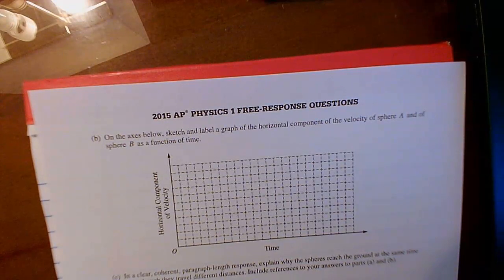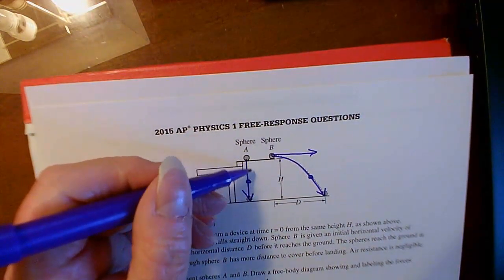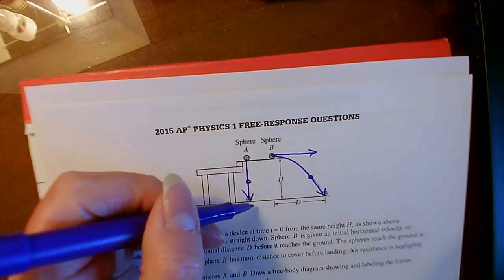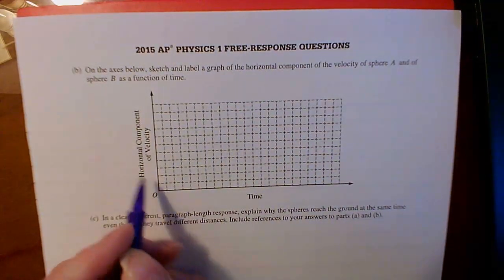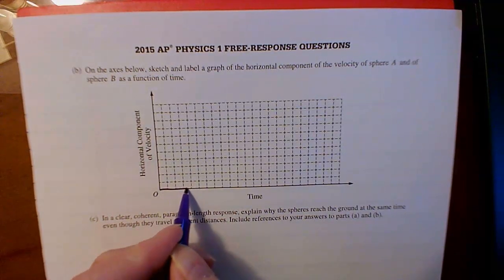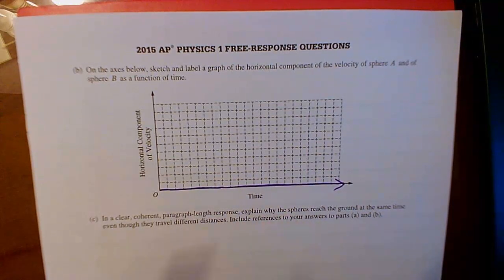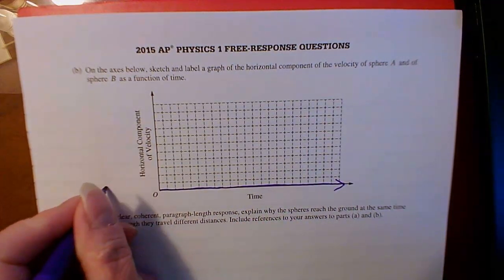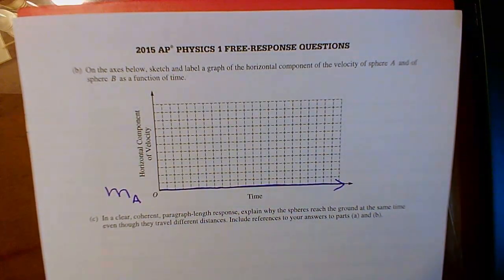On the axes below, sketch and label a graph of the horizontal component of the velocity of sphere A and of sphere B. Well, sphere A is being dropped straight down, so it doesn't have a horizontal velocity. So there is no horizontal velocity. So the horizontal velocity would be 0. So I'm going to go like this, and the horizontal velocity would remain 0 the whole time. And this is going to be sphere A.